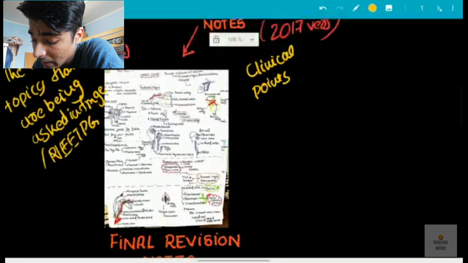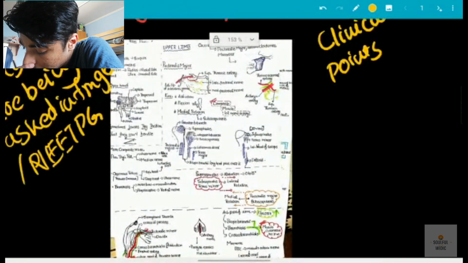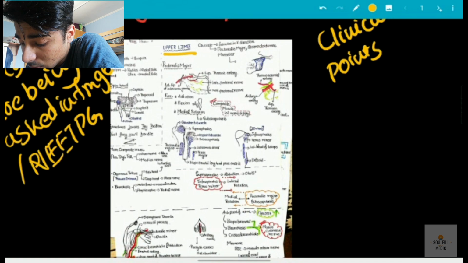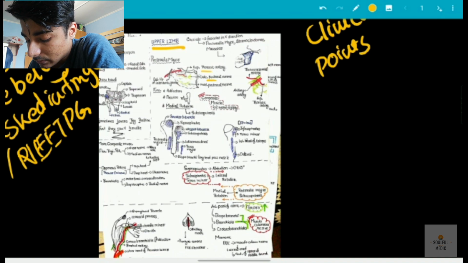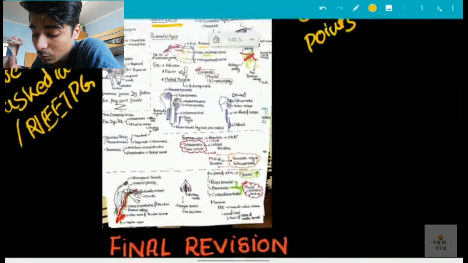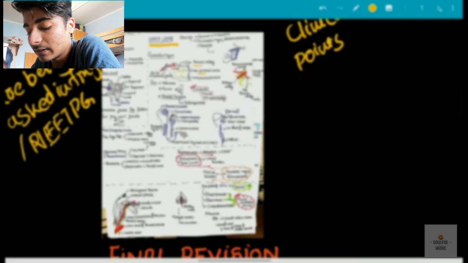This is how the whole final revision notes would look. Here, as you can see, I have mentioned the upper limb topic. Firstly I discussed the muscles only, pectoralis major. Here I have defined the whole arterial supply, like the superior thoracic artery, and the lateral pectoral nerve supply also. This is how you should make your notes. This would be the final revision note that you prepare, and this is the only thing that will help you in the exam.